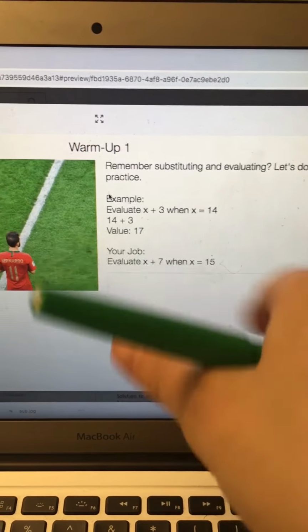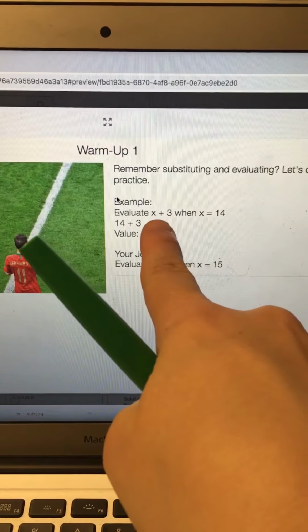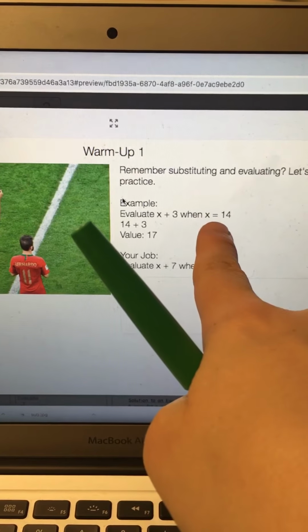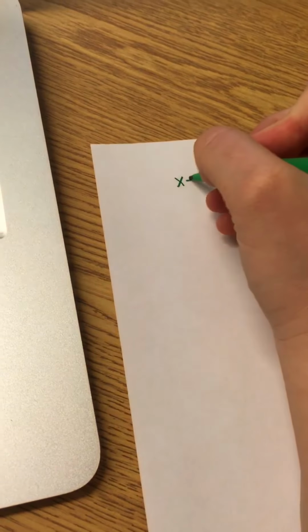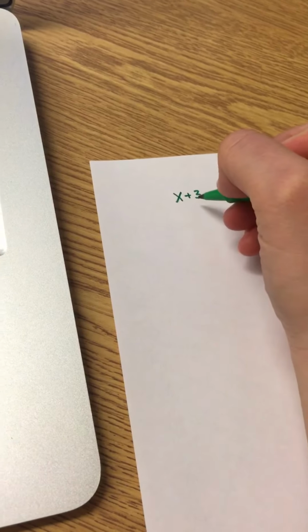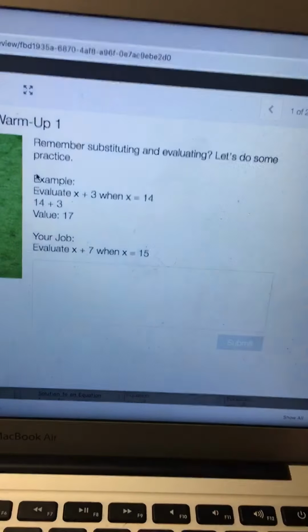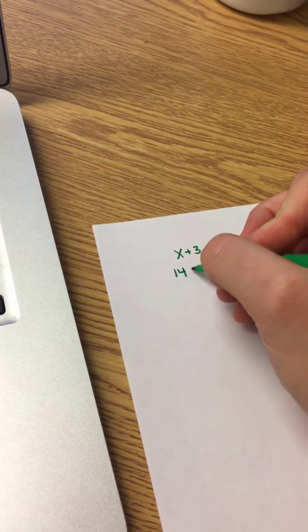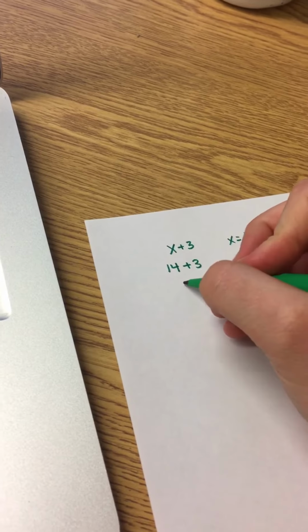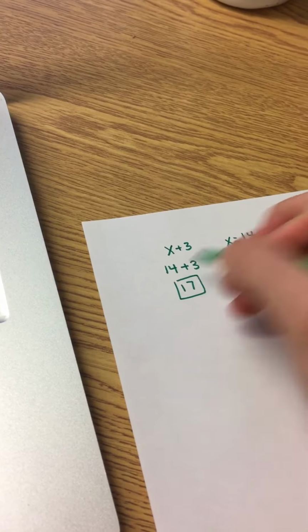Those are some things we do when we're trying to figure out the value of an expression at a certain value of x. If we're looking at the expression x plus 3, that's an expression, it's some instructions. When x equals 14, then instead of x we put a 14, add 3, and what we get is 17. And that's our value, so that's what I would answer in the box down here.